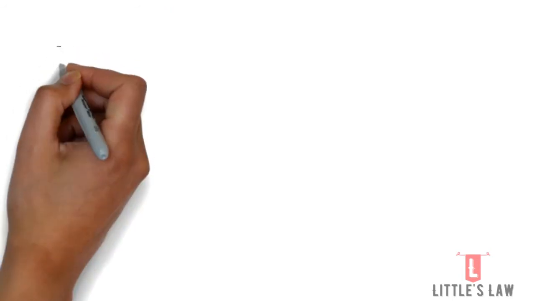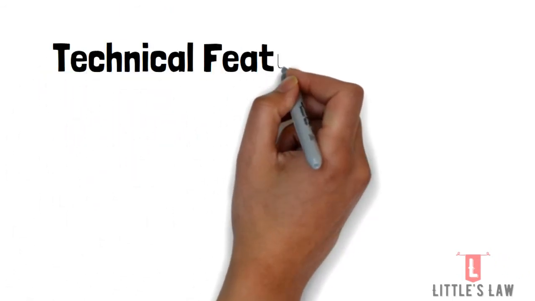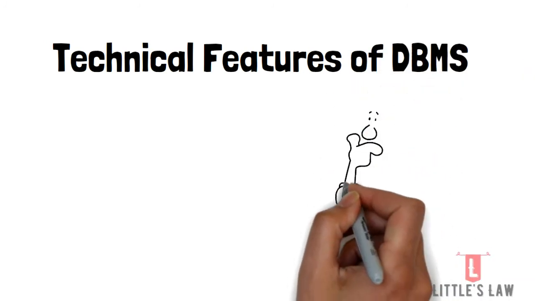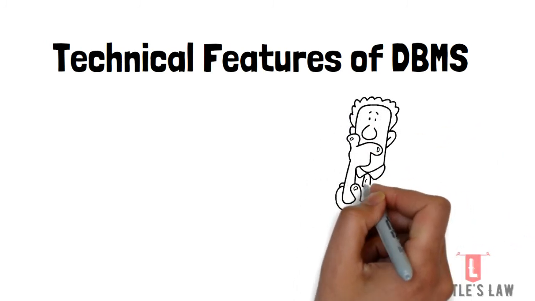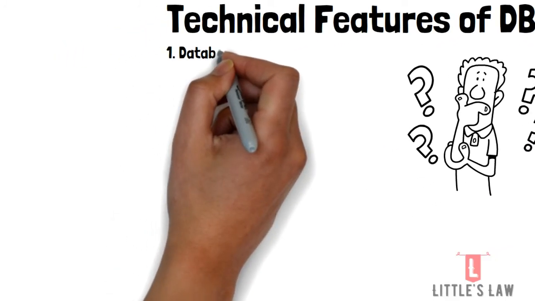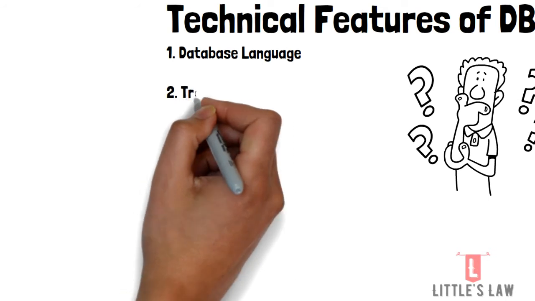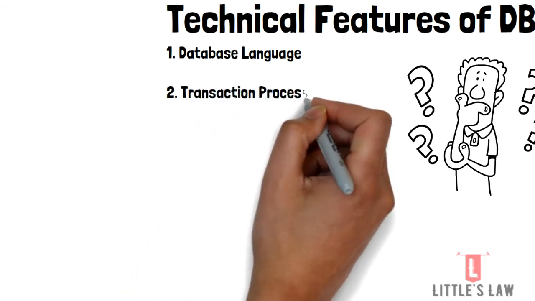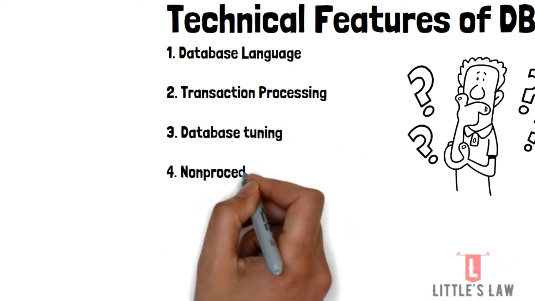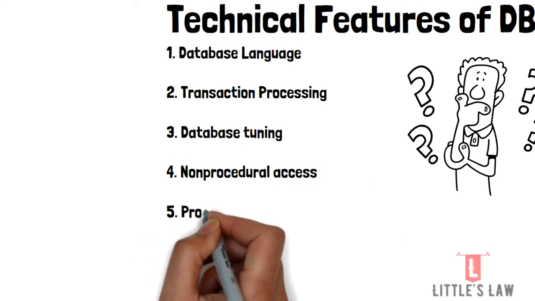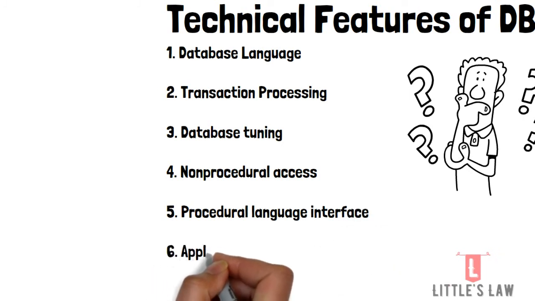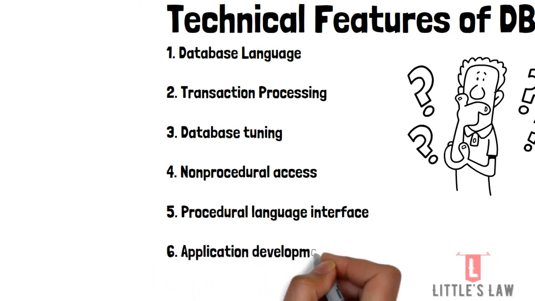When talking about the technical features of a database management system, we have database languages for defining entities, relationships between the data, and constraints and privileges for the users and the data. Then we have transactional processing, which helps to manage simultaneous use and data loss prevention. Then comes database tuning to monitor and improve database performance. Next comes non-procedural access for non-technical users who require access. Next comes the PLI, or procedural language interface, for programming language configuration. And then comes application development for configuring user input policies.